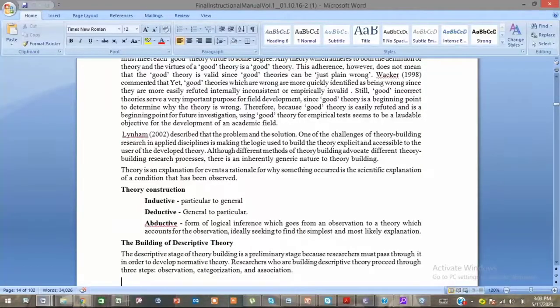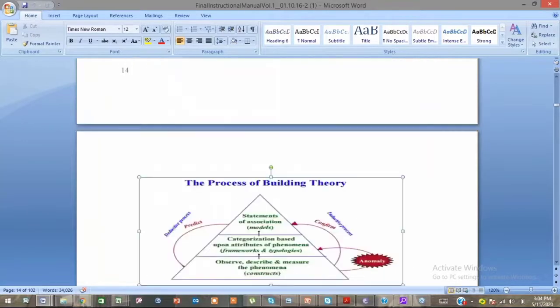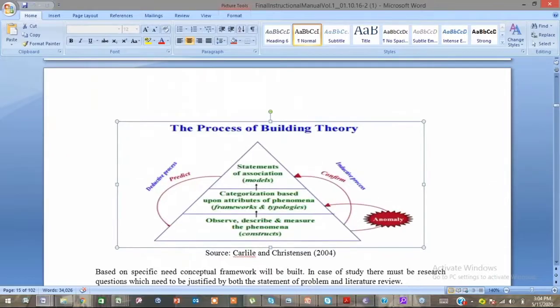Abduction is a form of logical inference which goes from an observation to a theory which accounts for the observation. You can see the building of theory. Let's look at this diagram. The building of theory: you can see the deduction process, induction process, abduction, statement of association model. Look at it here.